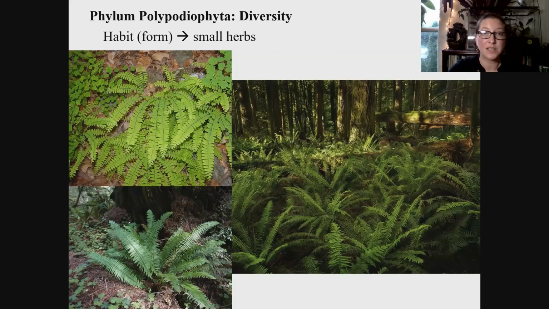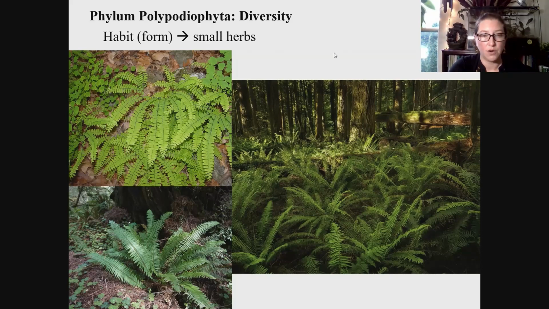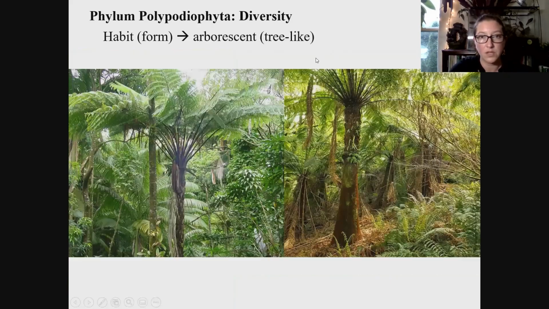They can be small herbs, like the one on the top left, which is kind of similar to this one right here. Really little small herbs. And if you're walking around the woods of New Jersey or Connecticut or New York, these are the type of ferns you're probably seeing. They're just kind of on the understory of the tree canopy, all around. It's a good time of year to see ferns, by the way.